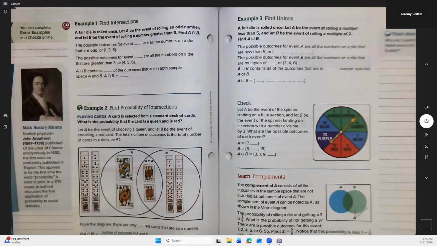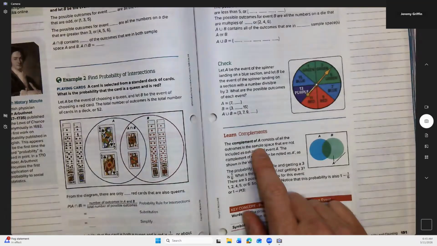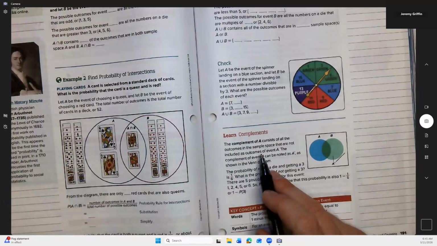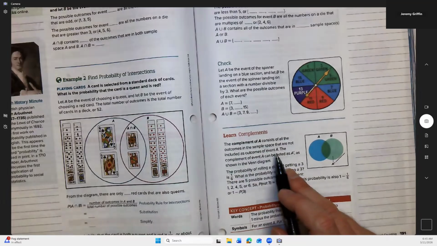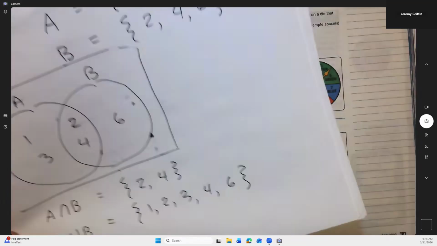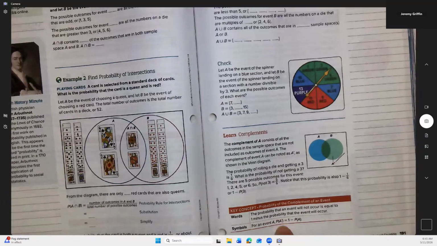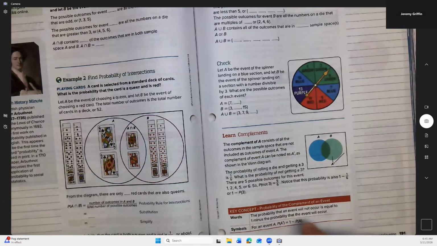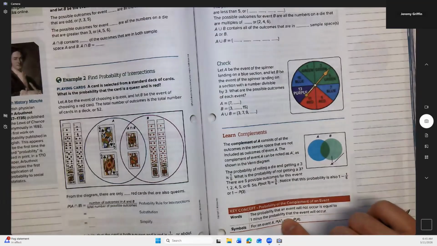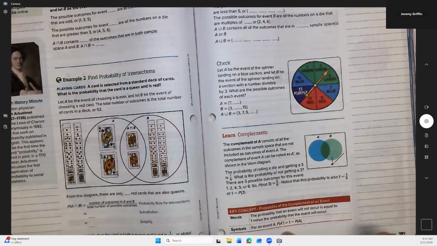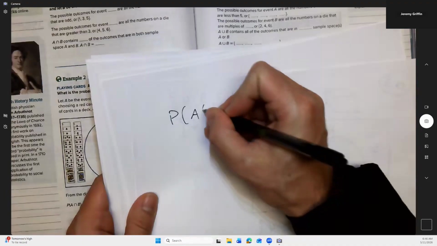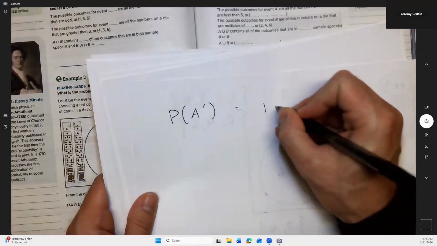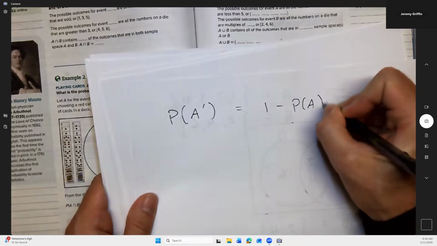Complementary, actually they introduced complementary down here. The complement of A consists of all the outcomes in the sample space that are not included in the outcomes of A. Right? Looks like they're designating this with a little tick mark up here, like an apostrophe. So they're saying that the probability of A prime is equal to 1 minus the probability of event A happening.